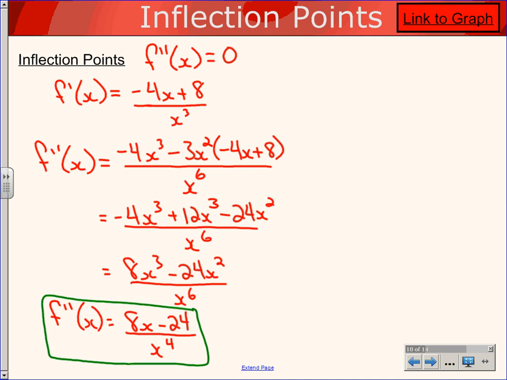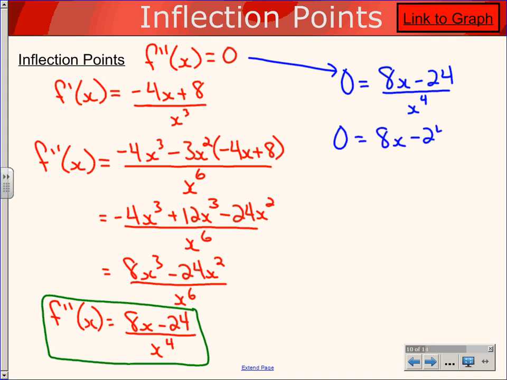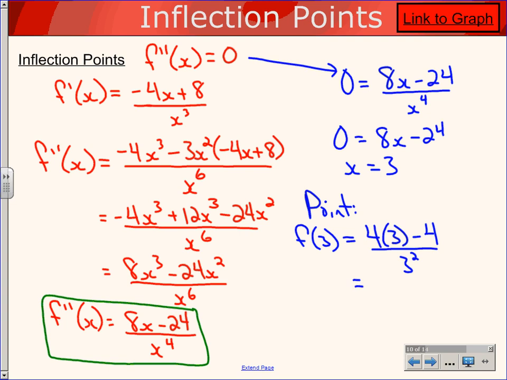I want to set that to 0. And again, it works out okay because that x to the 4th is just going to disappear. And you can solve that pretty quickly to get x equals 3. So when x is 3, we're going to have an inflection point. Again, we need to know what the point is. So I need to know the value of f of 3. We have to sub that 3 back into the original function. The original function, remember, was 4x minus 4 over x squared. So that's 8 over 9, which isn't a real nice number. So our inflection point is at 3 and 8 over 9, or just a little bit less than 1.